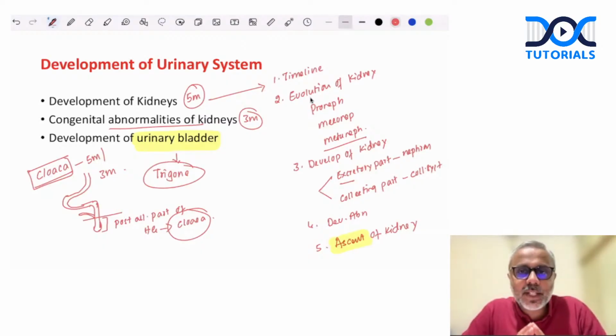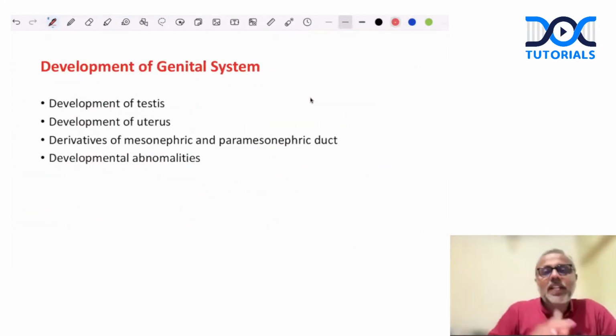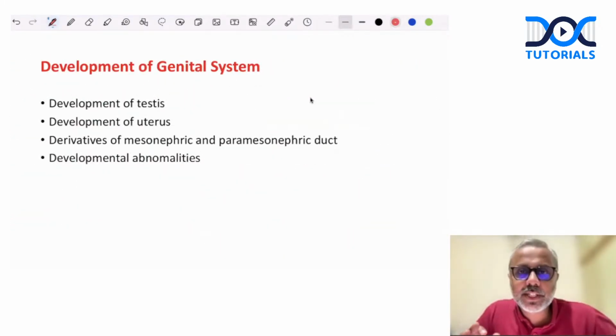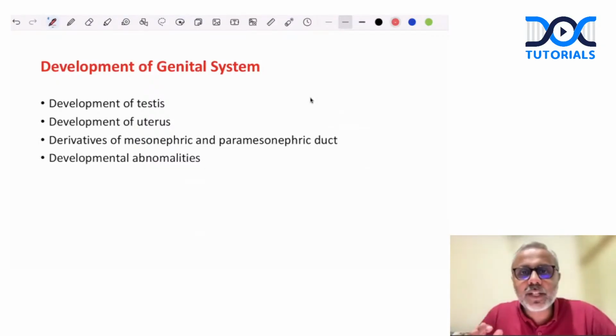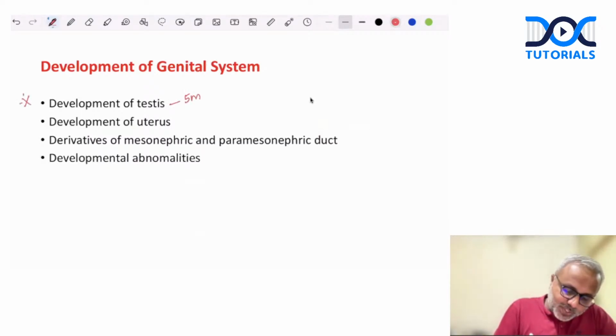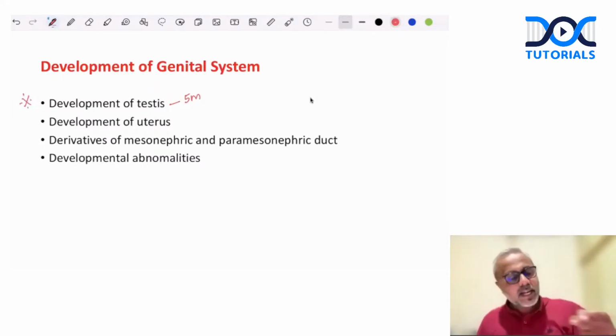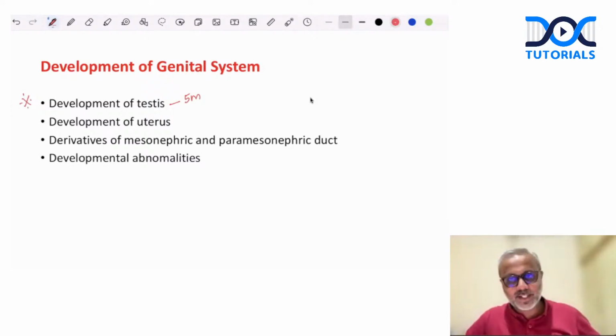This is what we need to do for the cloaca. Right? Done. Then, okay, once we have learned about the urinary system, the last thing is with respect to the genital system. Right? Now, in the genital system, we need to know about the development of the testis, a very important question.